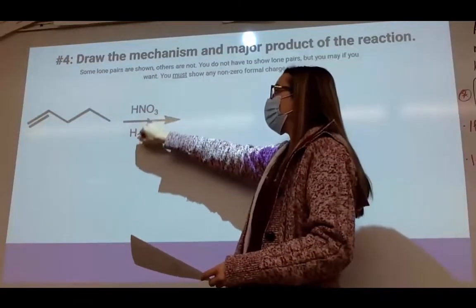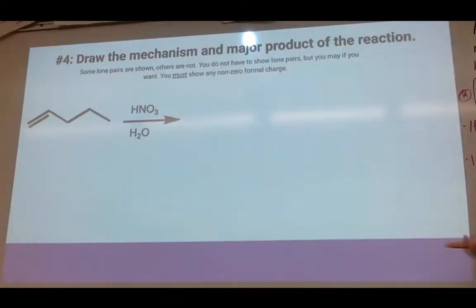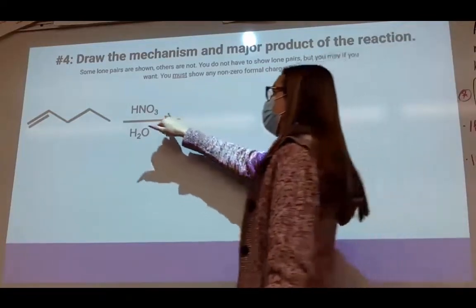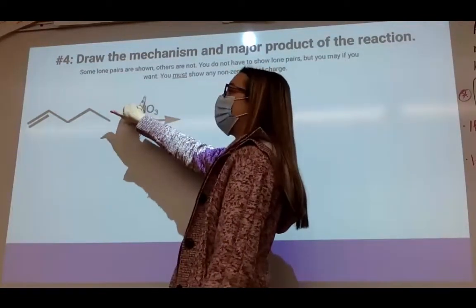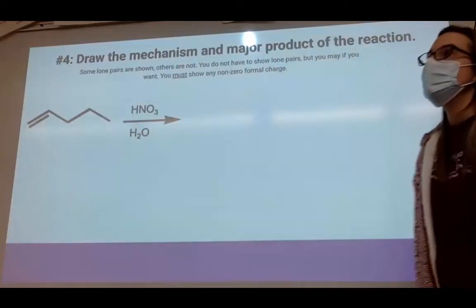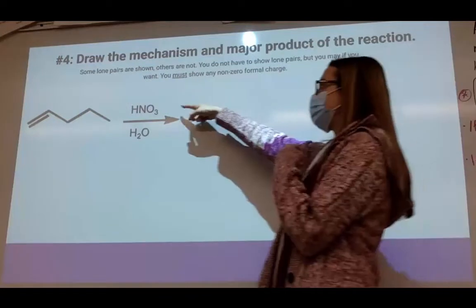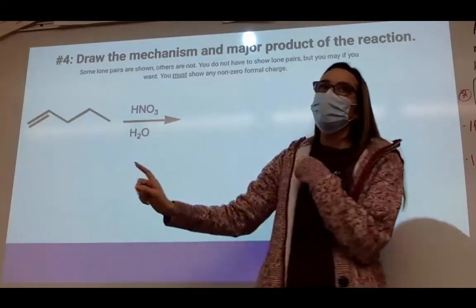So remember the arrow tells us reactants and solvents. On the top here, this is either a catalyst or a reactant, and then the bottom we have a solvent. So if we look at what's over the arrow, we have an acid and we have water.